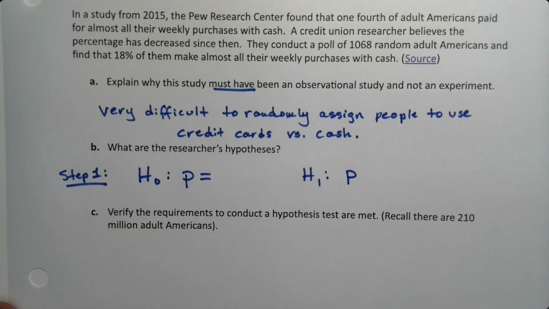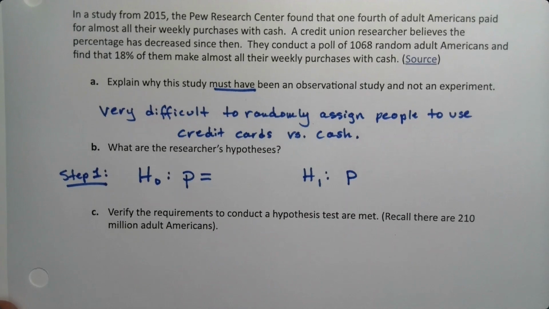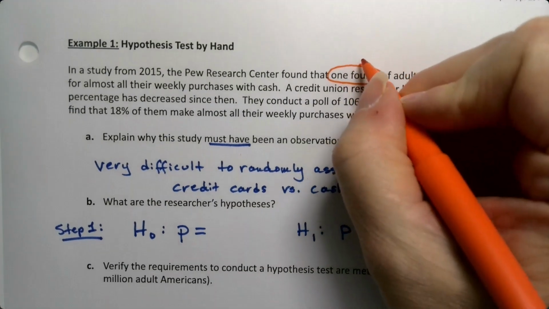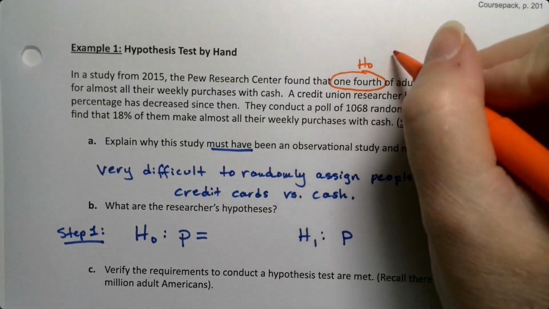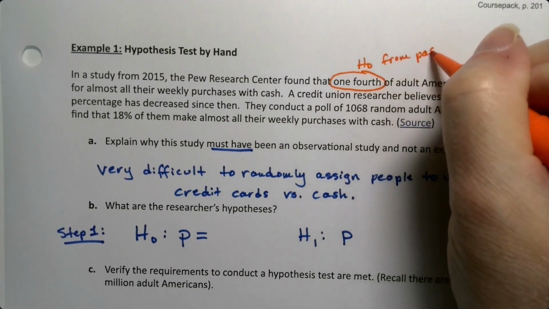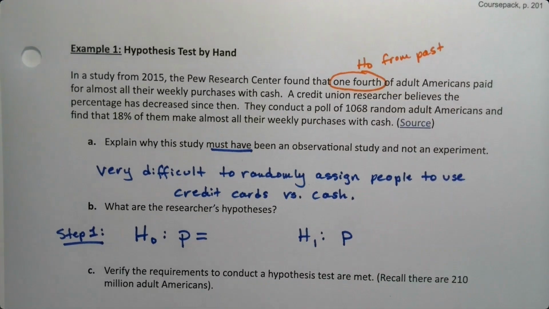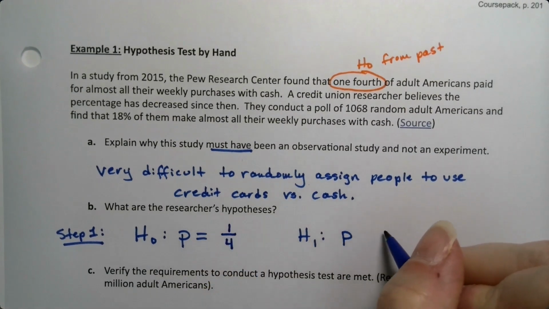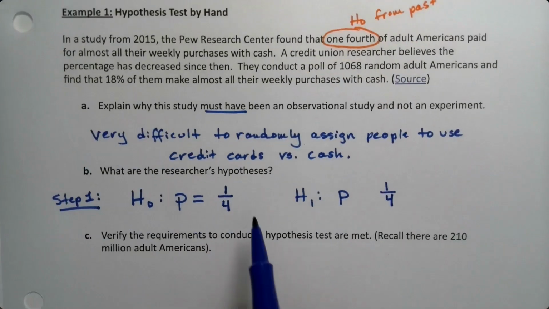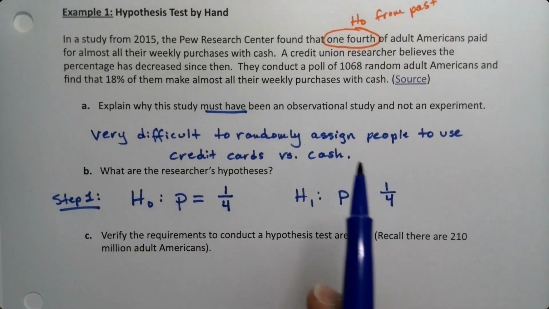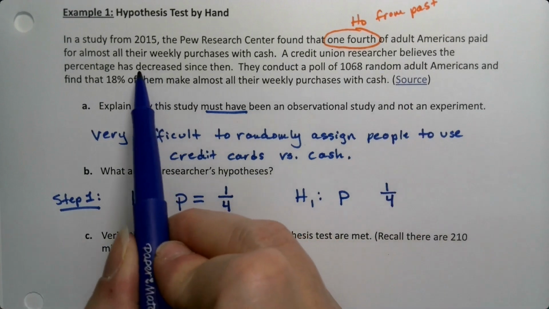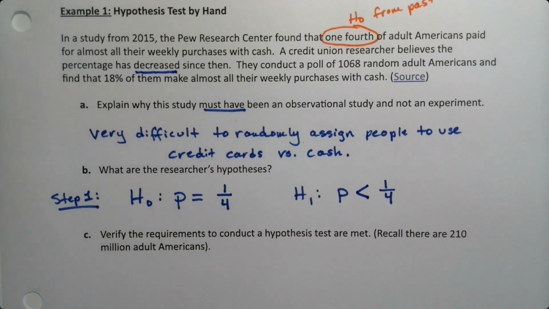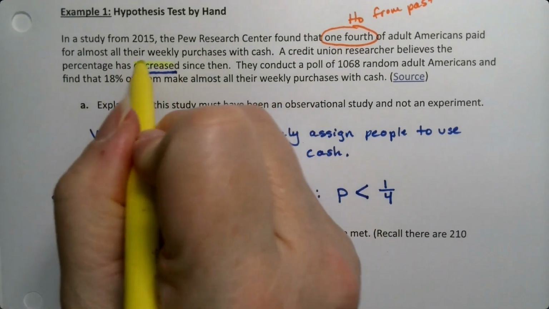Now what proportion is it unless we can prove otherwise? Well, it's a little tricky to read, but it's in there. It's right up here when it says 1/4, right? That's the null hypothesis. That's from the past, from 2015. So we assume that value is still true unless we can prove it otherwise. So that will be 1/4. And once we have 1/4 over here, we'll have 1/4 over here. And then the researcher believes it has decreased. So that decreased means that it's a less than. I'll give that a little highlight there.